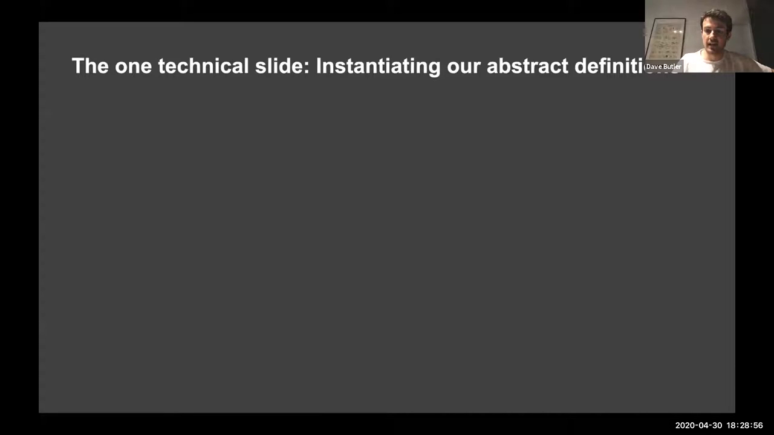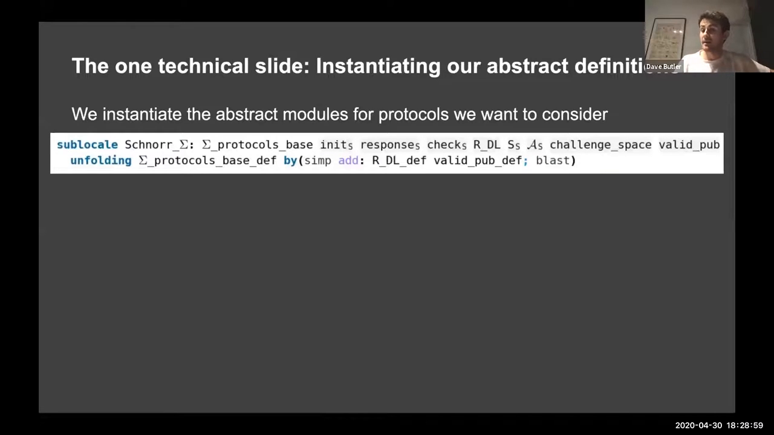I want to have a look at one technical slide on how we instantiate these abstract definitions for the particular protocols we want to consider. We have this abstract module that defines our properties, and we now want to instantiate this. We do this using Isabelle's sublocale mechanism, which is like creating an instance of a module. What we would do is define all of the parts of the Schnorr Sigma protocol, the protocol we're now considering. We make the definitions explicit for what the parameters actually are for the Sigma protocol: the initial function, the response, the check, and so on, and the actual relation. Then we'll prove this instance is valid with respect to that initial abstract definition that we made. And that's all this line is doing.